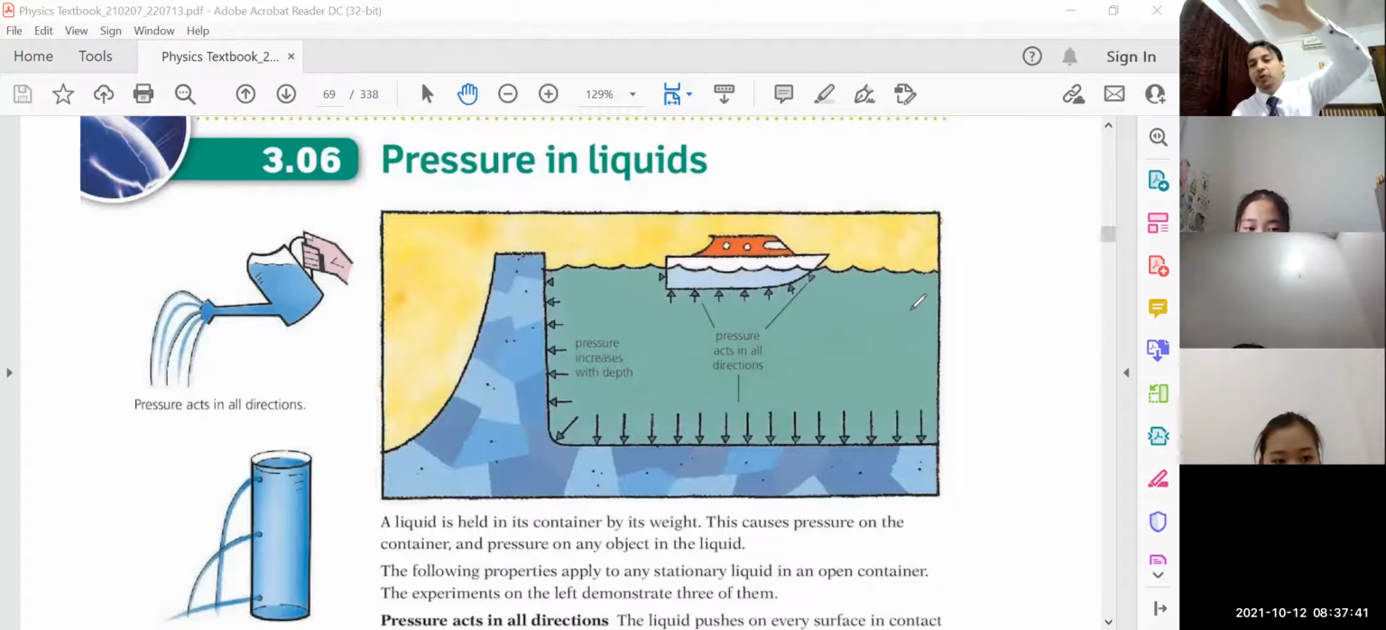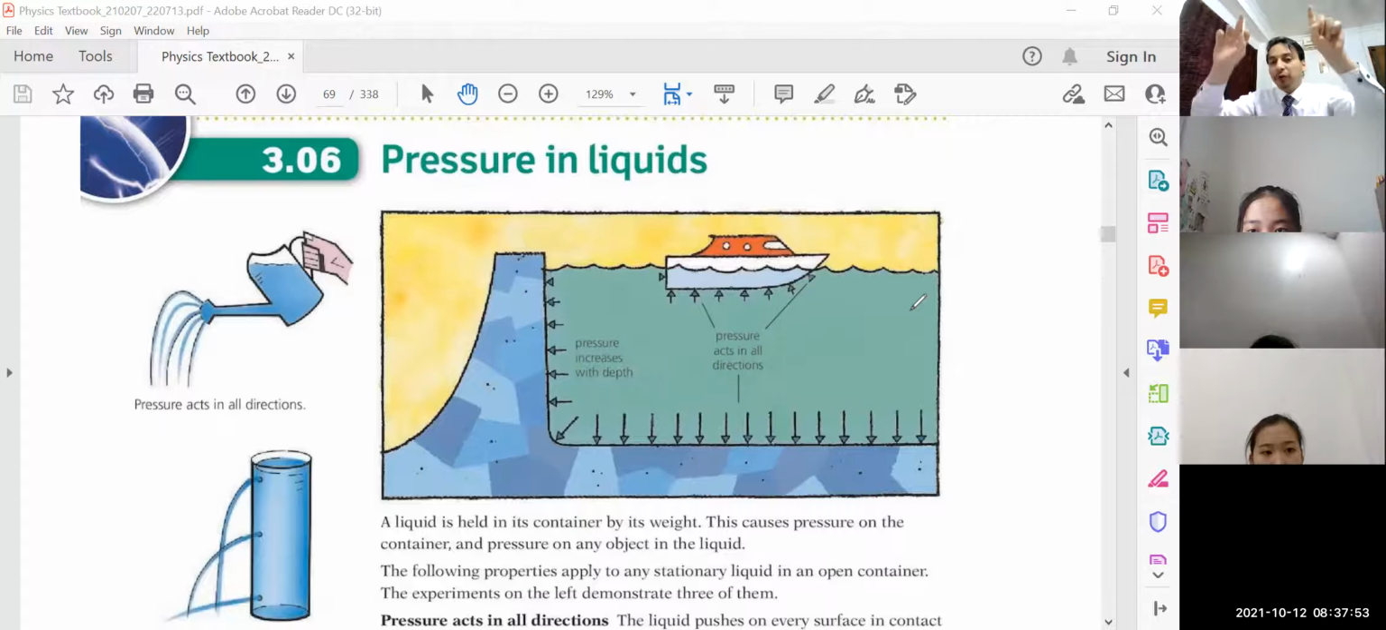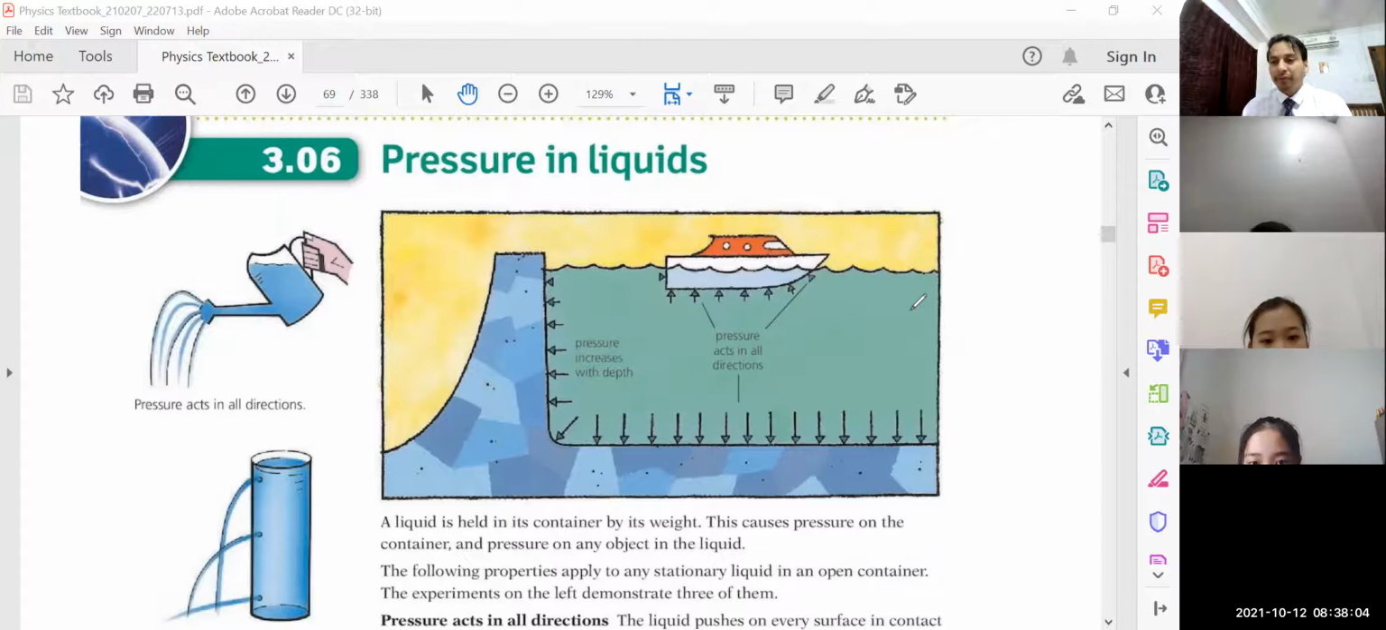Means if you try to compress an object in water, then we know due to the weight of the object, pressure will act on the walls. If I talk about the walls of the container, pressure will act equally in all directions. That concept was given by Pascal, and it is called Pascal's law. Pascal's law, children. What is Pascal's law?